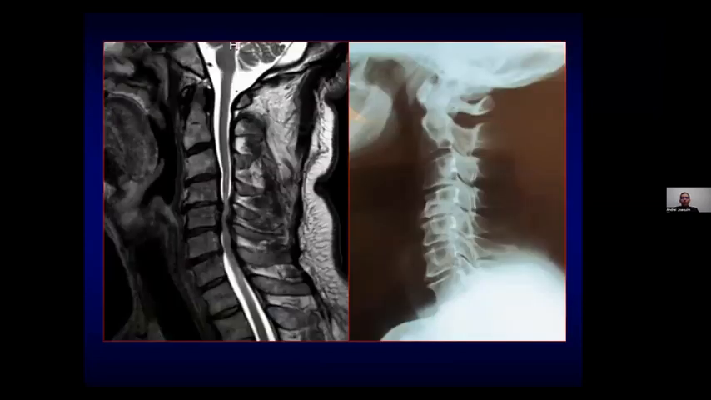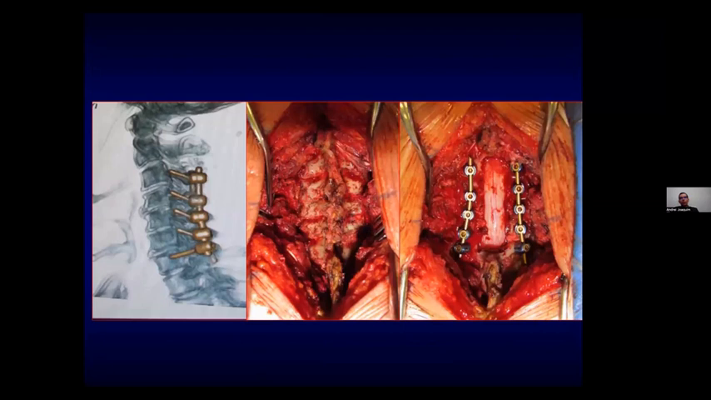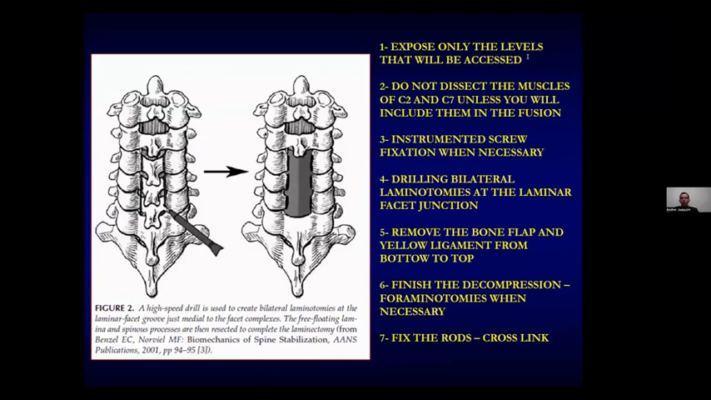And I think there's still a small role for this case. And also for multi-level compression, anterior and posterior, without a very relevant anterior compression, you can go posterior and do a very large decompression and fusion. But the summary of my presentation is in the next 2 slides: how to do this procedure.